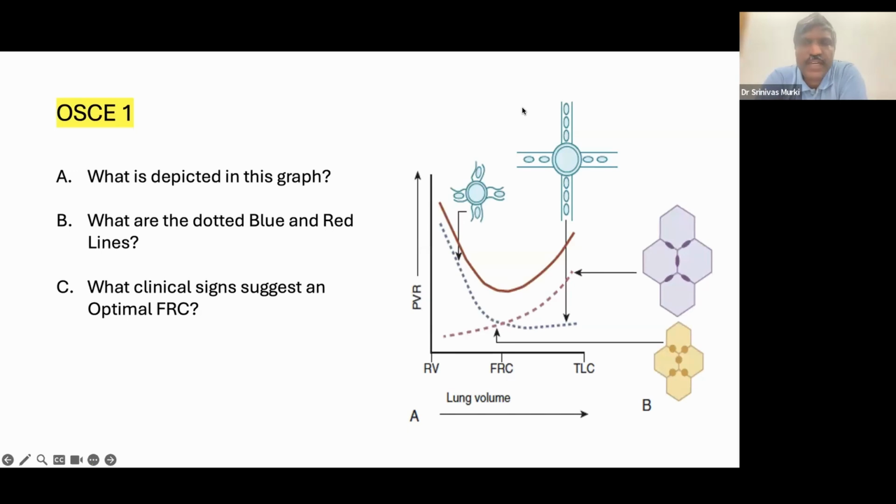But how do we know that we are sitting at the optimum FRC? What are the clinical signs which tell us that you are sitting at the optimum FRC? So you know that optimum FRC means lowest PVR, but how clinically can we know that this baby is having optimum FRC? Wonderful. Yes, please go ahead. Wonderful. Good. So I think all these people have read well.